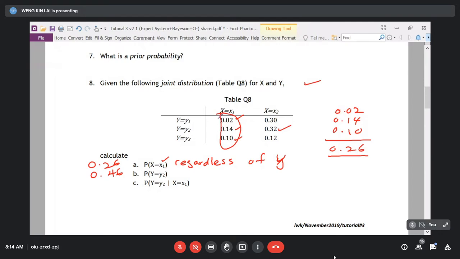Now the last one is the probability for Y2 and X1. The probability for Y2 and X1. So this will be, let me see here. Let me just erase this.